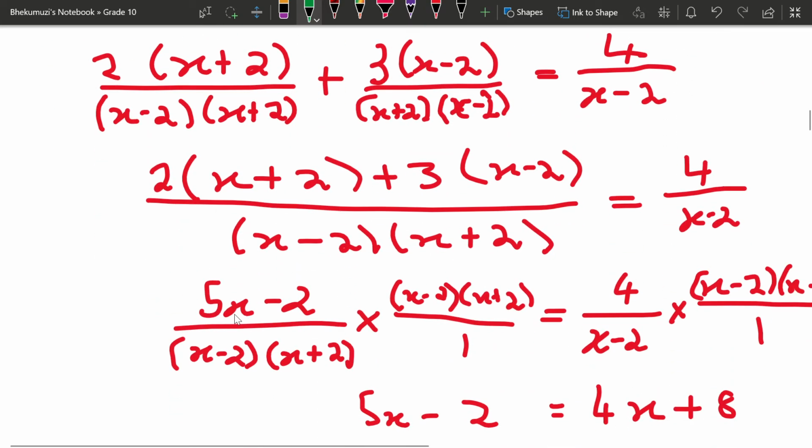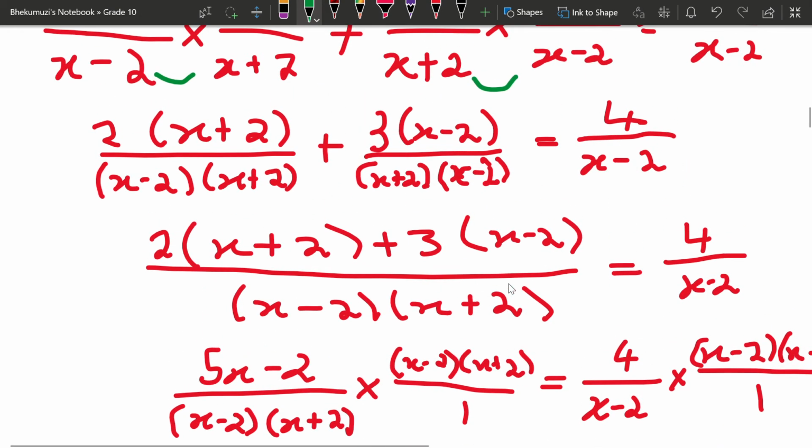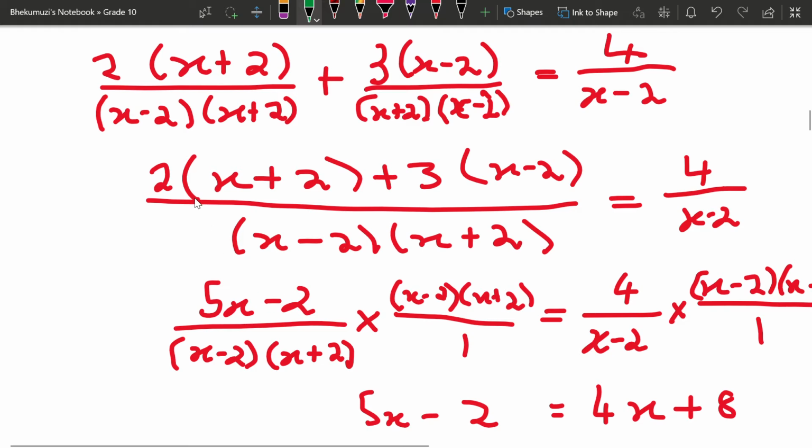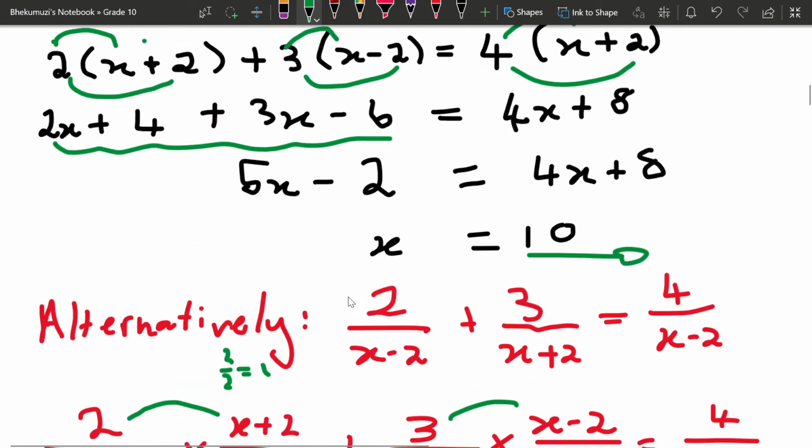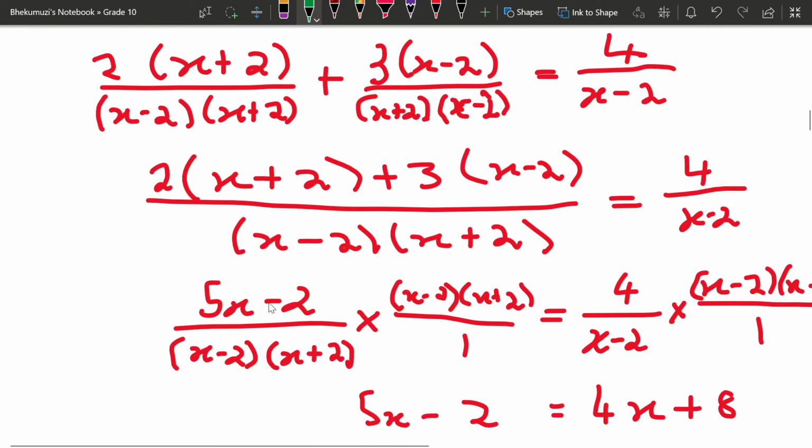And then we multiply out and we get 5x minus 2. Because remember, 2 times x is 2x, and 3 times x is 3x, and then 2x plus 3x gives you 5x. This is 4, and this is minus 6. You add that together, it still gives you minus 2. It's still the same as this one over here. Okay, so you get 5x minus 2.